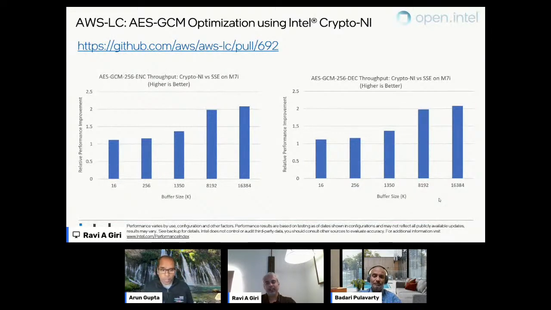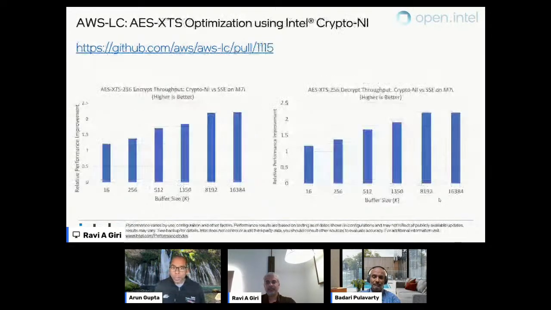That's right. Okay. And similarly, this is AES XTS. So Badri, do you want to talk to this? Yes. So the other one which we optimized is called AES XTS, which stands for the tweakable block cipher, which is heavily used in storing the data on the disk, whereas AES GCM is heavily used for in-flight connections for encrypting and decrypting, whereas AES XTS is optimized for storage at rest.